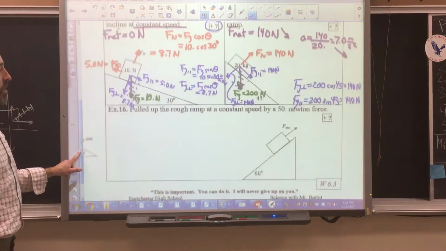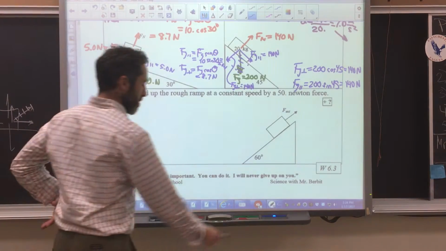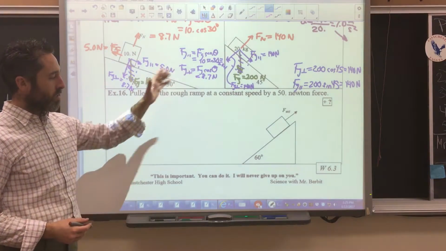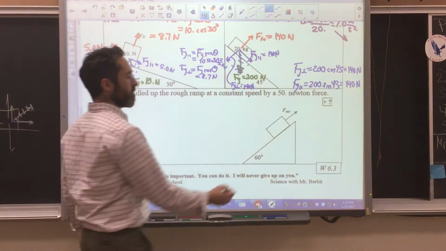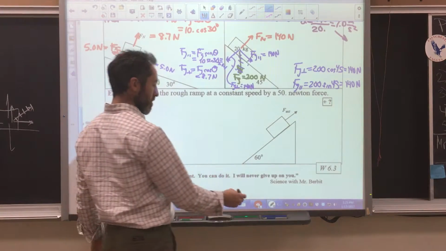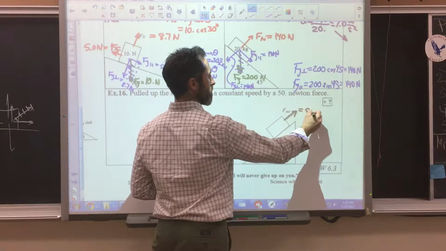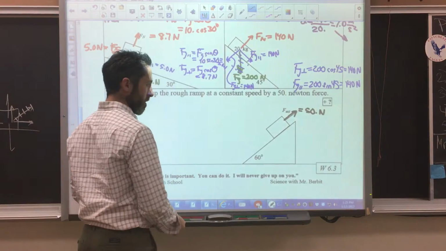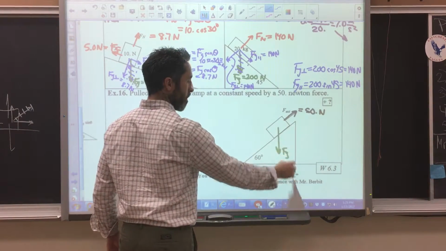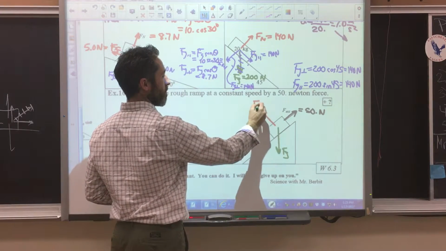Good. Last one. Pulled up the rough ramp at a constant speed. Now this one, I'm not even worried about you solving it with actual magnitudes or numbers. This one, we don't even have quite enough info. We're just going to set up the diagram because that's the key. Pulled up the rough ramp at a constant speed. That's this pull force. Here it is. F external, 50 newtons. Good. What else do we have here? We know that there's weight. Even if we don't know what the weight is, we can draw a weight. We know that there's normal force. Even if we don't know what the normal force is, we can draw a normal force.